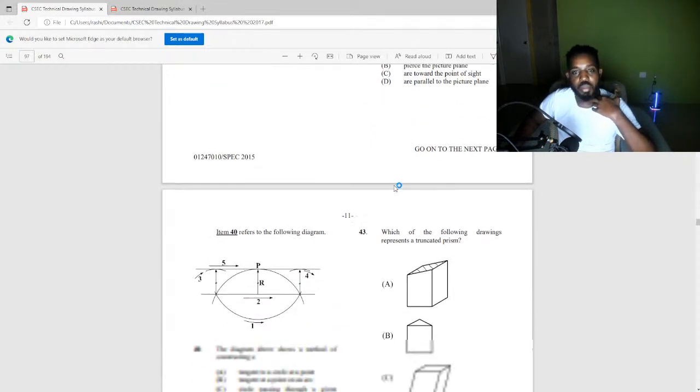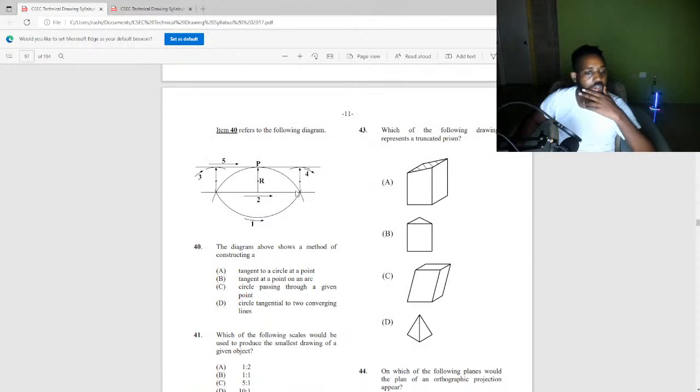All right, number 40 refers to this diagram. It says the diagram above shows a method of constructing a tangent to a circle at a point, a tangent at a point on an arc, a circle passing through a given point, a circle tangential to two converging lines. What are we doing here? Tangent to a circle at a point. Tangent to a point on an arc. This is a tangent to a point on an arc, I think.